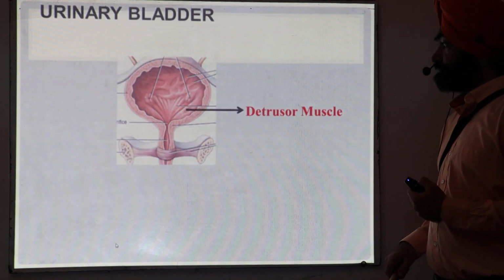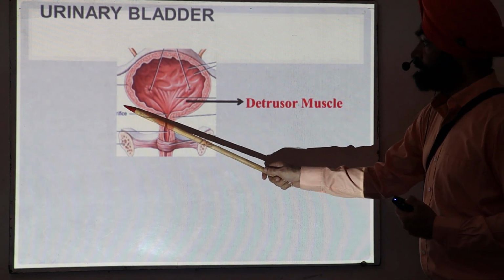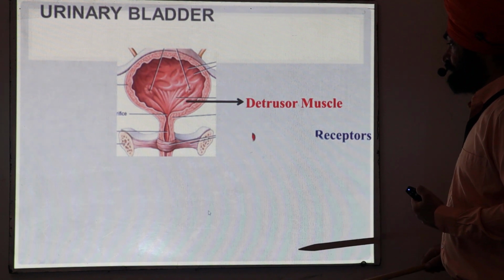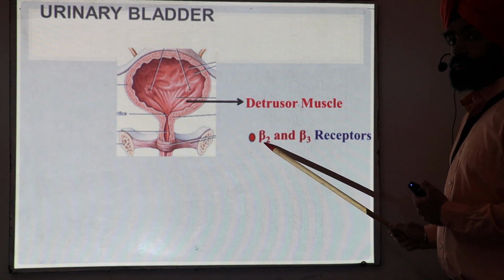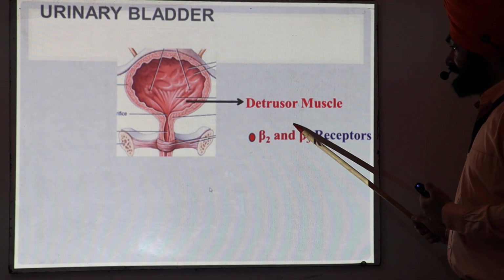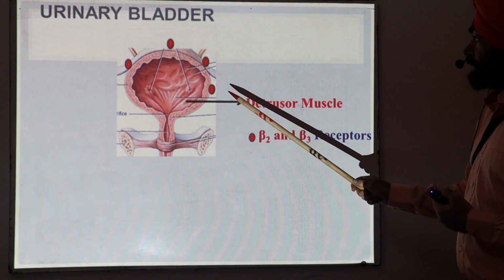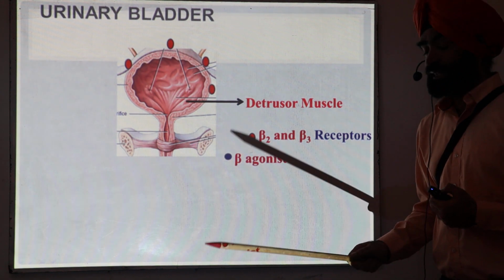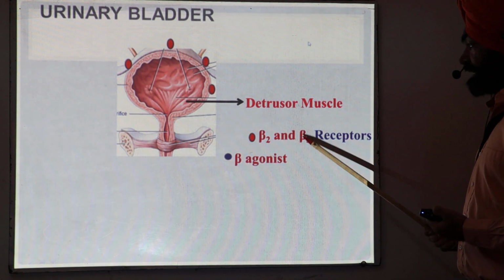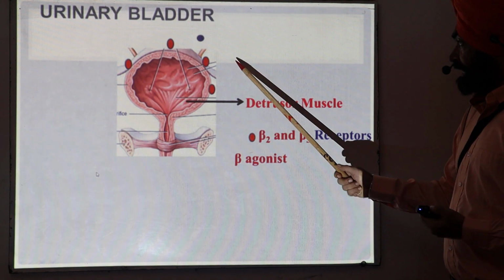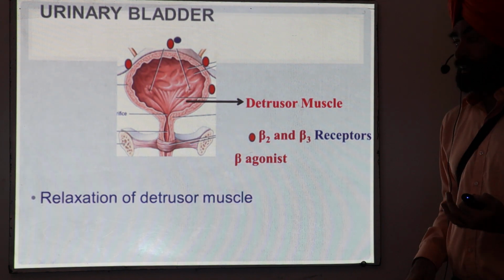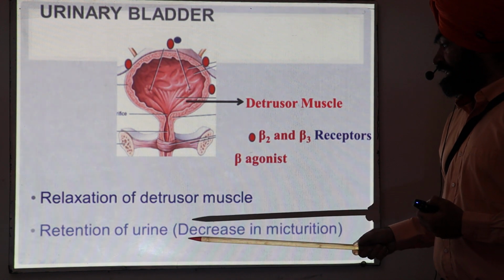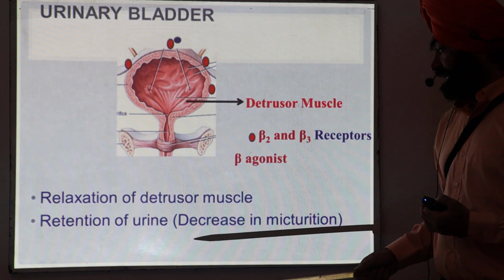Urinary bladder. This is the urinary bladder, and it has a smooth muscle which is made up of the detrusor muscle. On the detrusor muscle, we have beta 2 and beta 3 receptors. If you give a beta agonist, either non-selective or beta 2 or beta 3, it will activate these receptors. What will happen? It will relax the detrusor muscle. If the muscles are relaxed, urine will not be expelled.